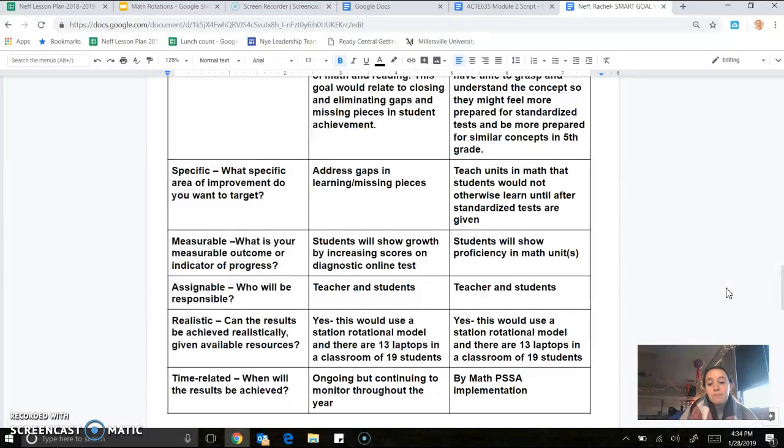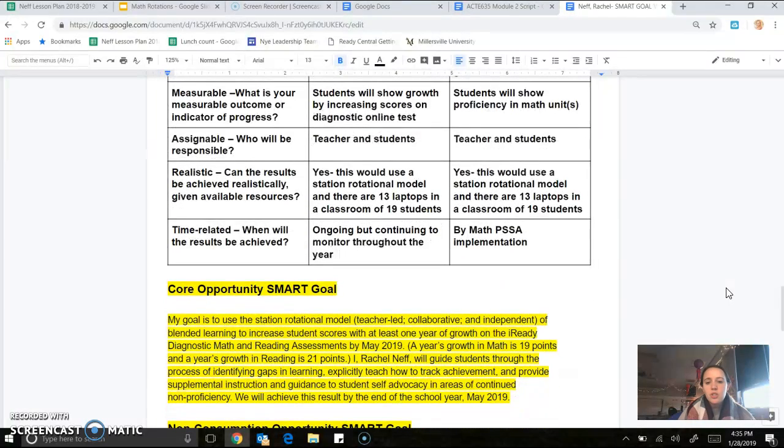This would be in relation to when these results would be achieved. It would be ongoing, and I would continue to monitor throughout the year. And I think the end goal would be May 2019. I could say June of 2019, the end of the school year, but realistically, we are done with instruction around the end of May. So I'm just going to read the goal that I created.